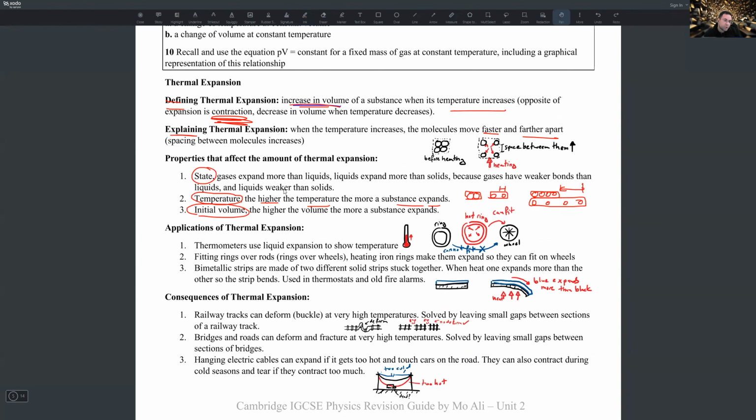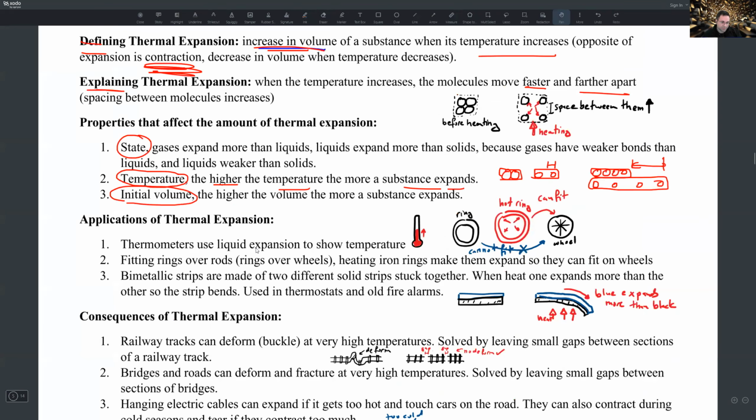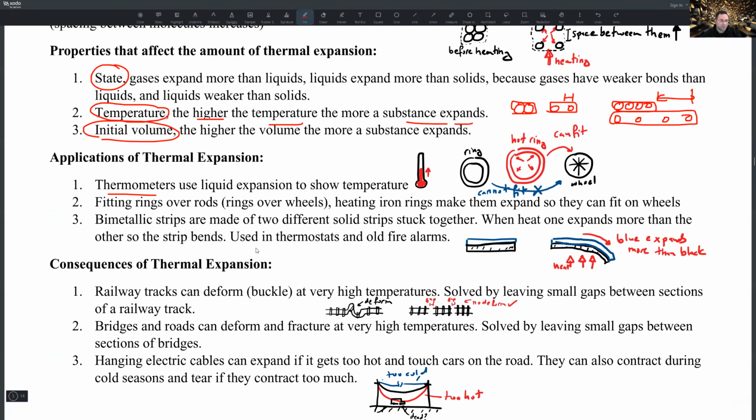There are certain useful applications of expansion and certain problems caused by expansion. These are a few of the most common things that show up in questions. So thermometers. This is a useful application. How does it work? A liquid is inside the bulb. You heat the liquid because you put the bulb inside your mouth, for example. The liquid heats up and expands. فبيطلع لفوق ويديني temperature.